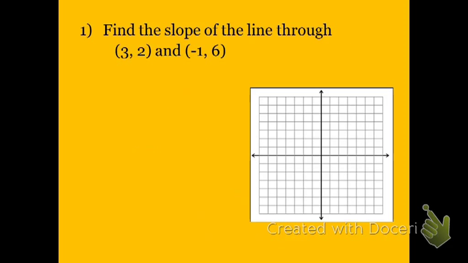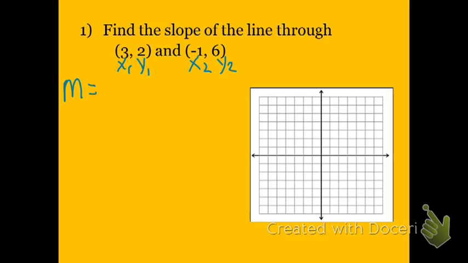So, let's say I have 2 points, (3, 2) and (-1, 6). Now, to find slope, you should be able to do it without graphing the points on a graph. But we're going to do that at the end just to help you understand what slope is. So, first, we'll find slope using the formula. So I'm going to call 3 x1, 2 y1, and then -1 x2, and 6 y2.